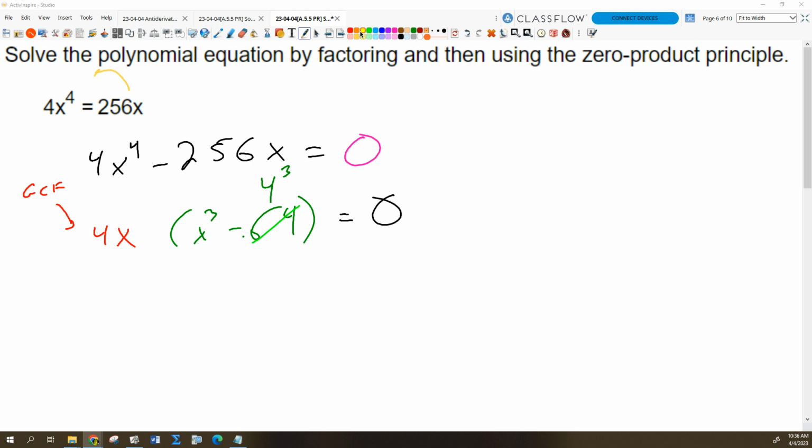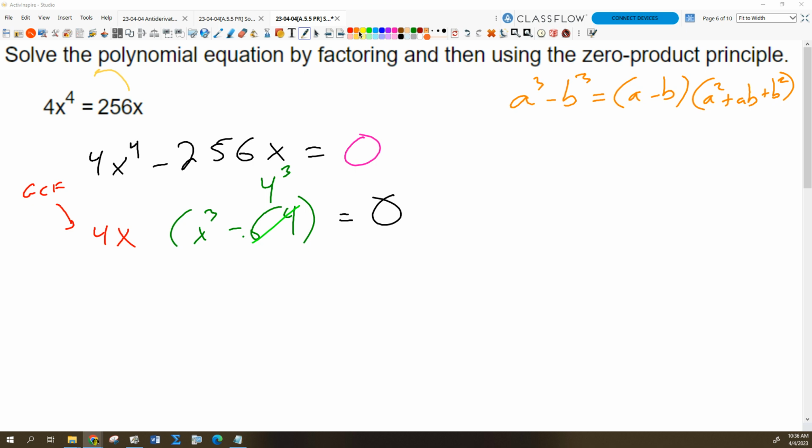So now we got the pattern. A cubed minus b cubed factors into what? A minus B. Good. A minus b times A squared plus AB, plus. No, last one's always plus, right? I said plus b squared. There you go.